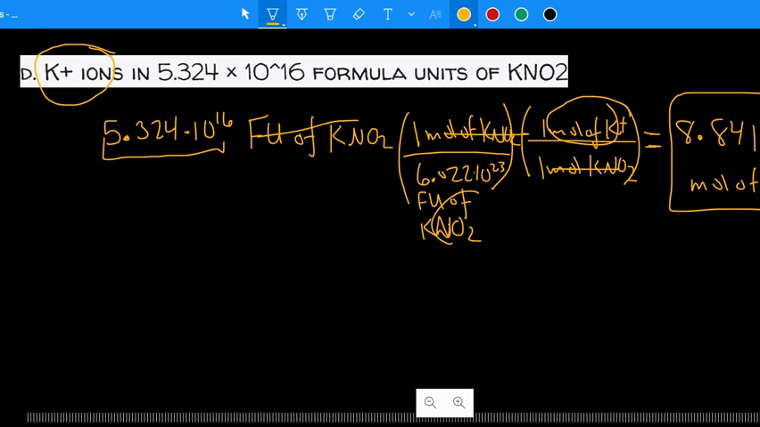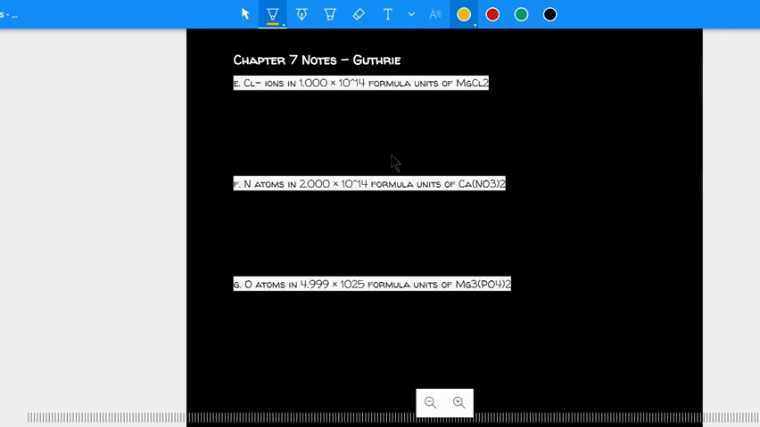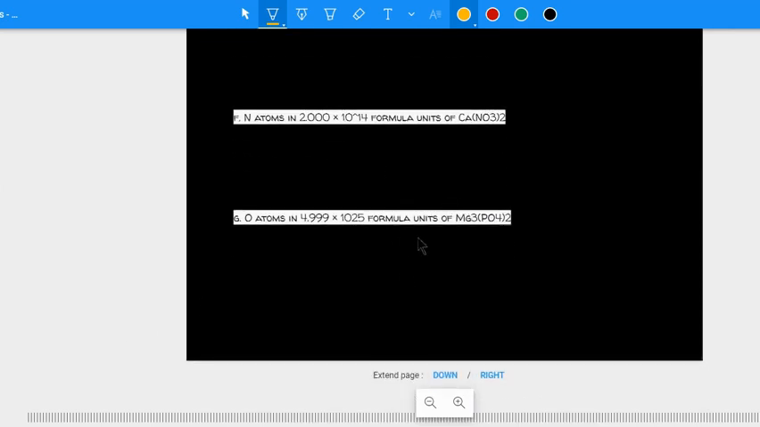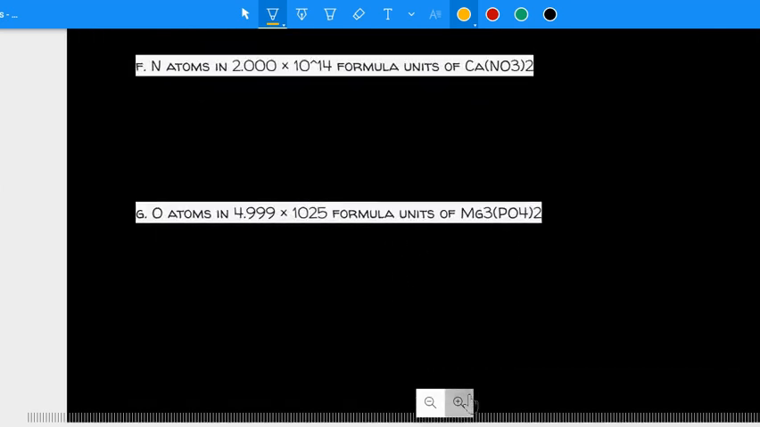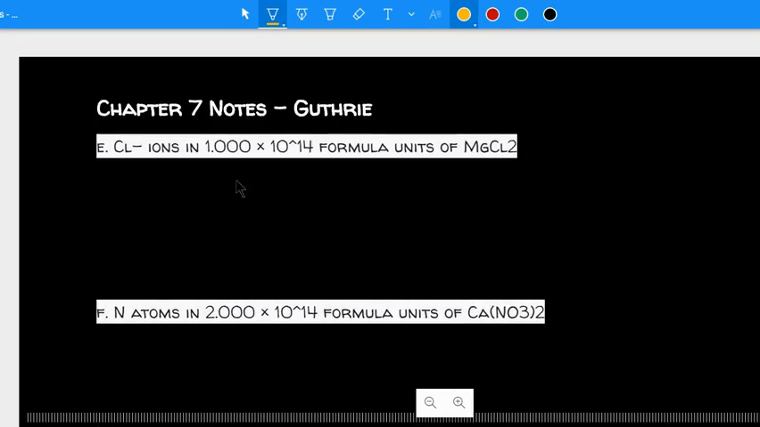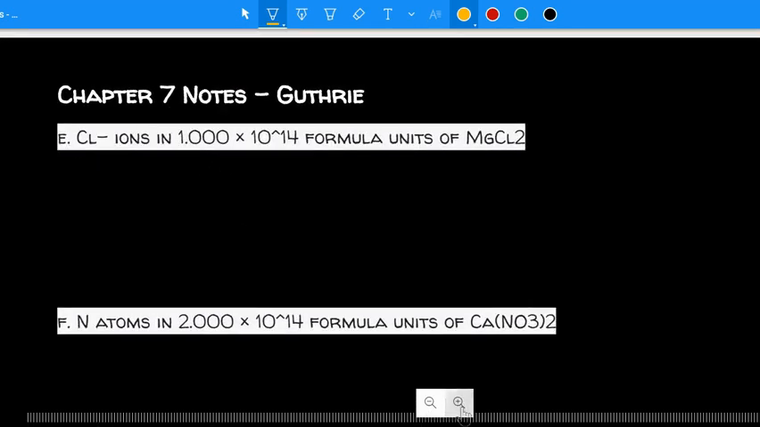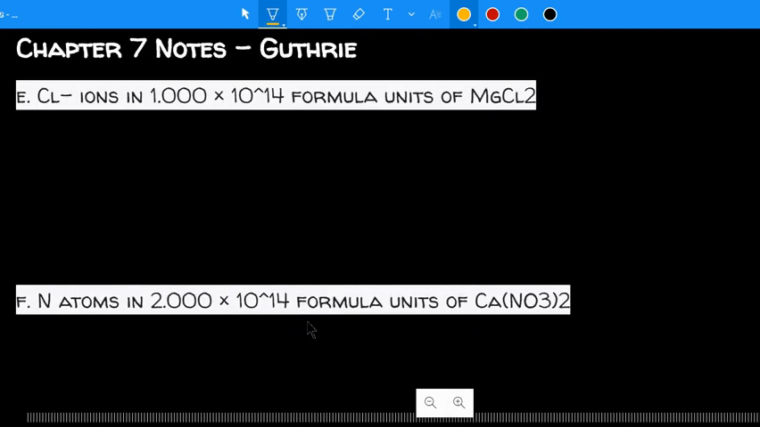All right, now we have E, F, and G. Oh my goodness, we got a lot left here. Sorry, I'm breathing into my microphone. All right, start with our given quantity. This time, we're going from formula units down to chloride ions. So 1.000 times 10 to the 14th formula units of magnesium chloride.